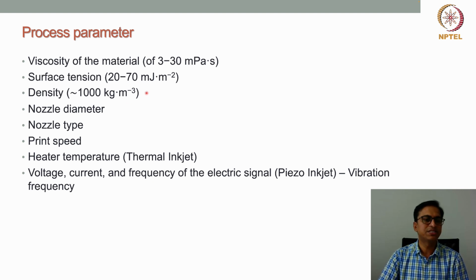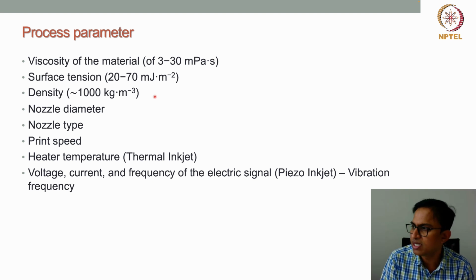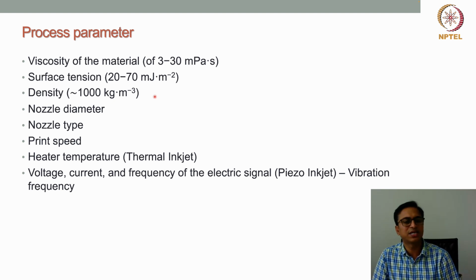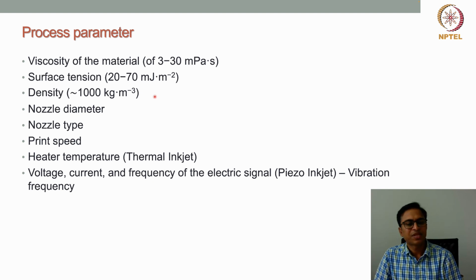Again, density of the materials is very important. In inkjet 3D printing we generally don't prefer to print a highly dense structure, highly dense material. So a density of somewhere around 1000 kilogram per meter cube can be very well used, right? Then the next thing is the nozzle diameter, and we have already discussed this in the earlier section that in case of thermal inkjet, the nozzle diameter is around 50 micron, and in case of piezo, it can go a little lower than that.